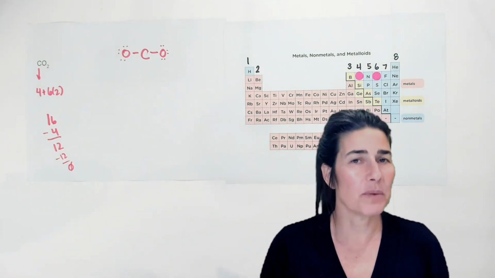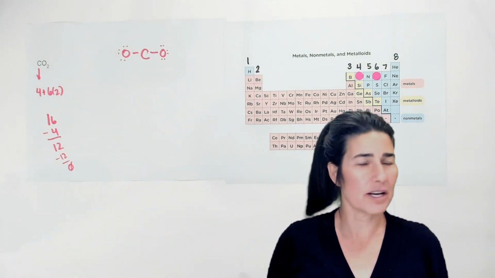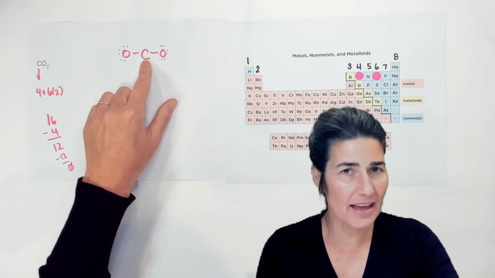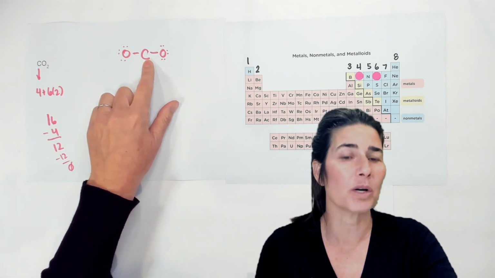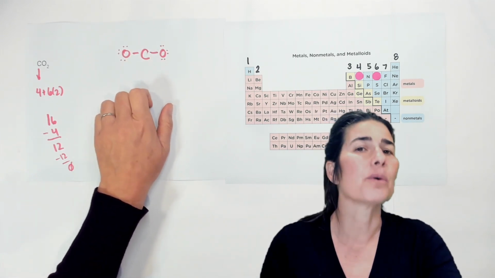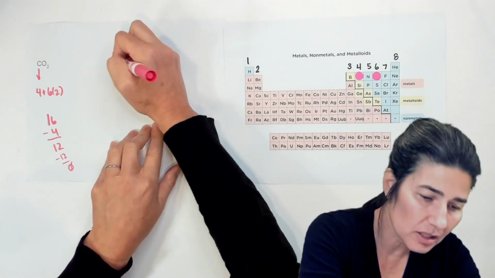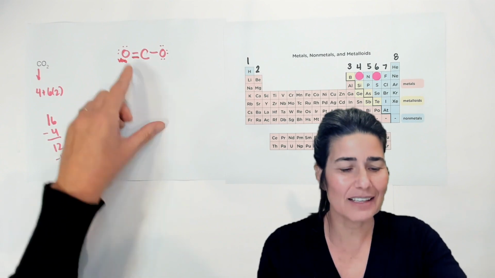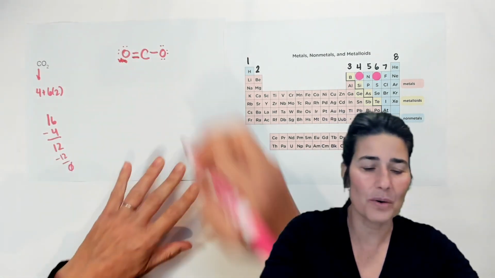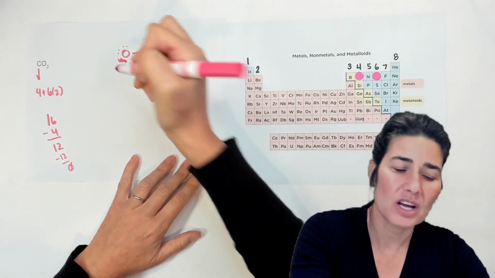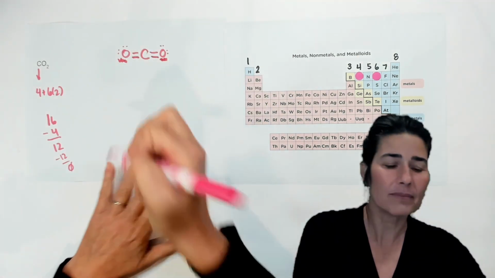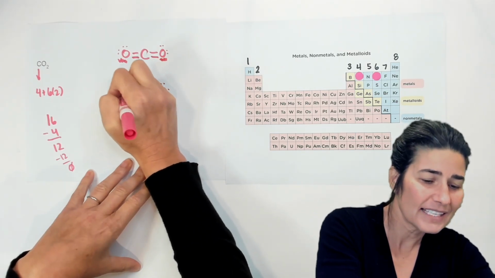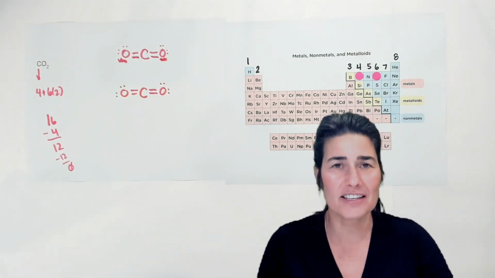So then we ask ourselves as a last question, does our center have an octet? Carbon does not have an octet. It needs 4 more electrons. It has 2, 4. So swipe from the rich, share with the poor. Carbon's still not good. It only has 2, 4, 6. So swipe from the rich, share with the poor. Carbon now has its octet, and each oxygen still has its octet.